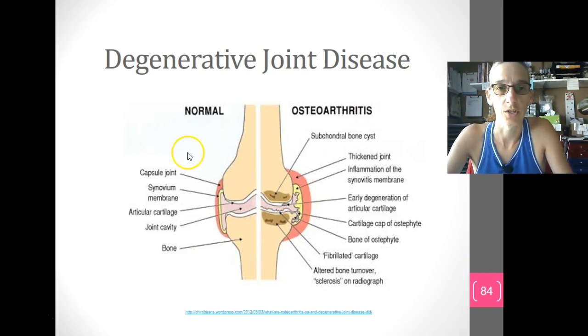So here's a description here for your normal joint, and here's your joint with OA. Okay, and you can see how significantly decreased this degeneration of the articular cartilage, the inflammation of the synovial membrane, thickened joint here, these bone spurs, very uncomfortable.